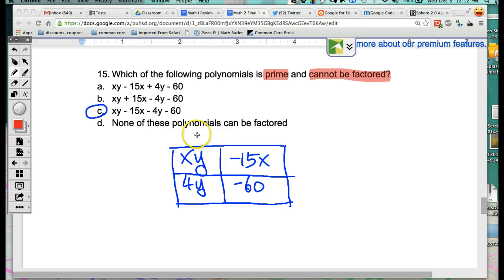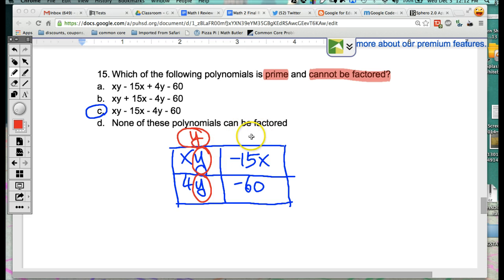I'm looking over here. I'm standing right here, okay? So then I have to look downwards. I have xy and 4y. What do I have in common, guys? Y. Yeah, I have y in common. So I circle that and then I put that here.